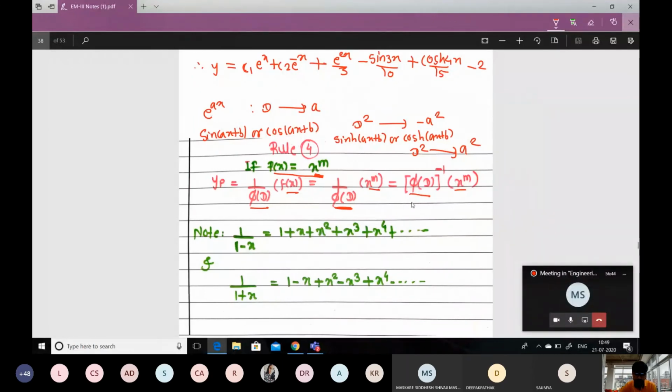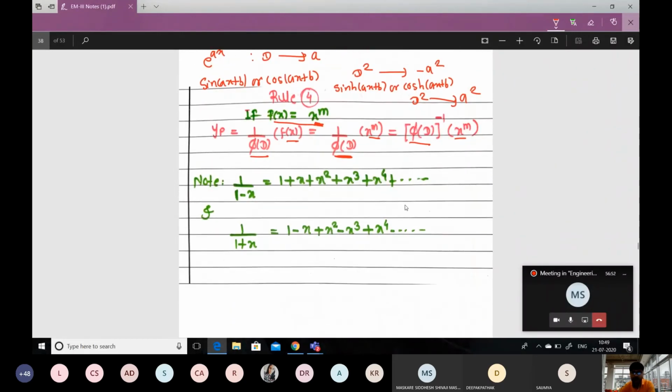But how to take the inverse of that phi of D? What is the way? Let me remind you of two series expansions. You can call this a Maclaurin series expansion, or you can call this a geometric series. The first one, and the second one is also a version of the geometric series, but it is an alternating series, 1 minus x, 1 plus x. So 1 upon 1 minus x is equal to 1 plus x plus x square plus x cube and so on. This is the Maclaurin series expansion of the function 1 upon 1 minus x.